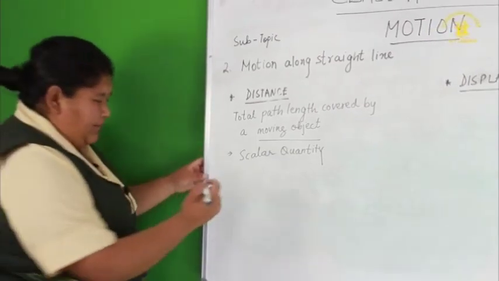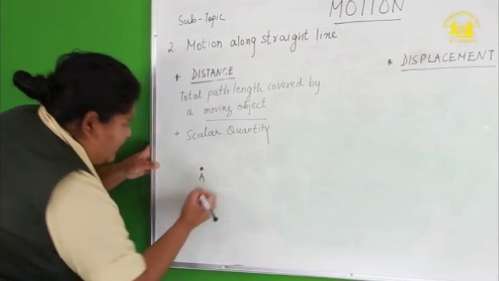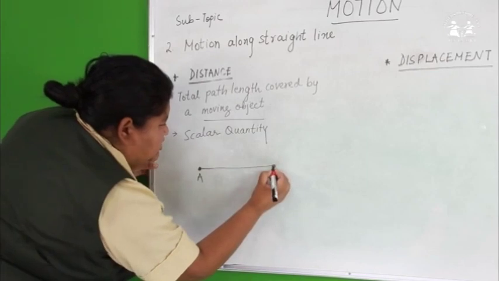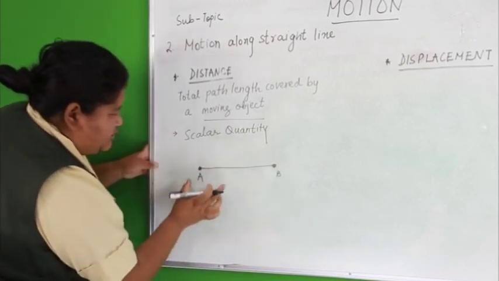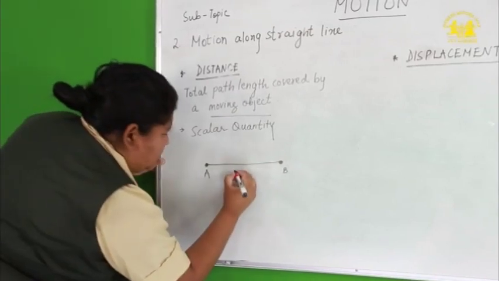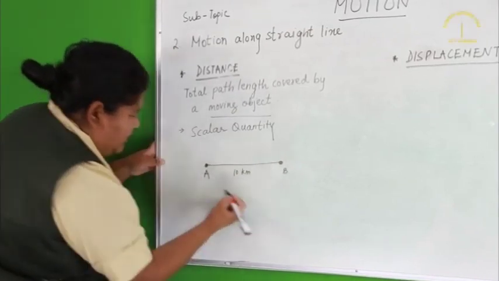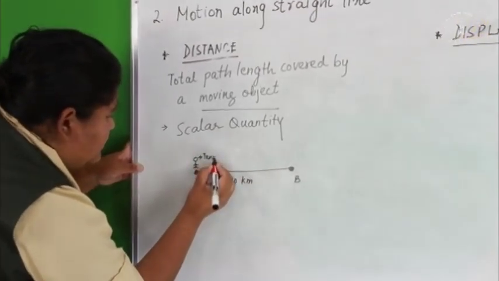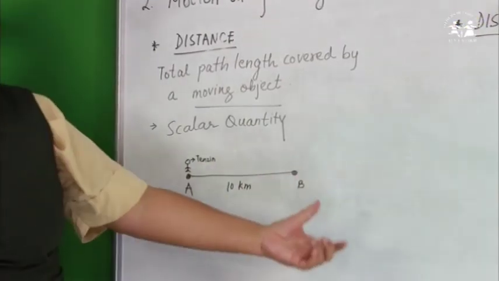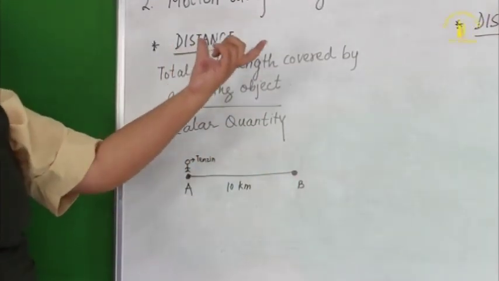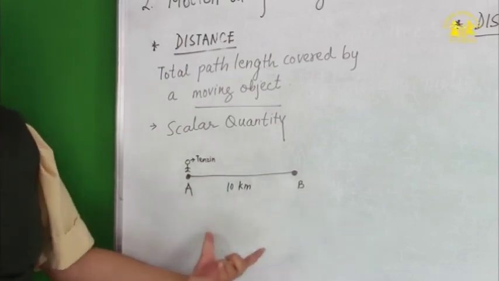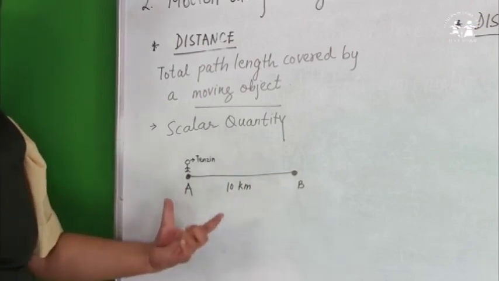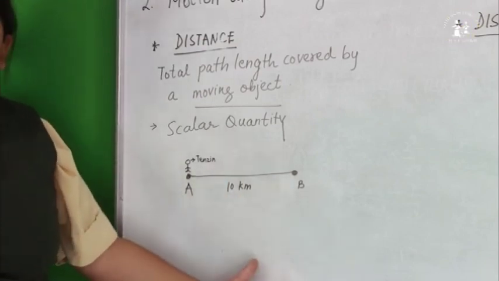Now let us take an example here. Let's suppose Tenzin moved from point A and reached point B, and the total distance between point A and B is, let's suppose, 10 kilometers, right? So Tenzin moved from point A to point B. According to the definition of distance, we can easily say that Tenzin covered a distance of 10 kilometers.